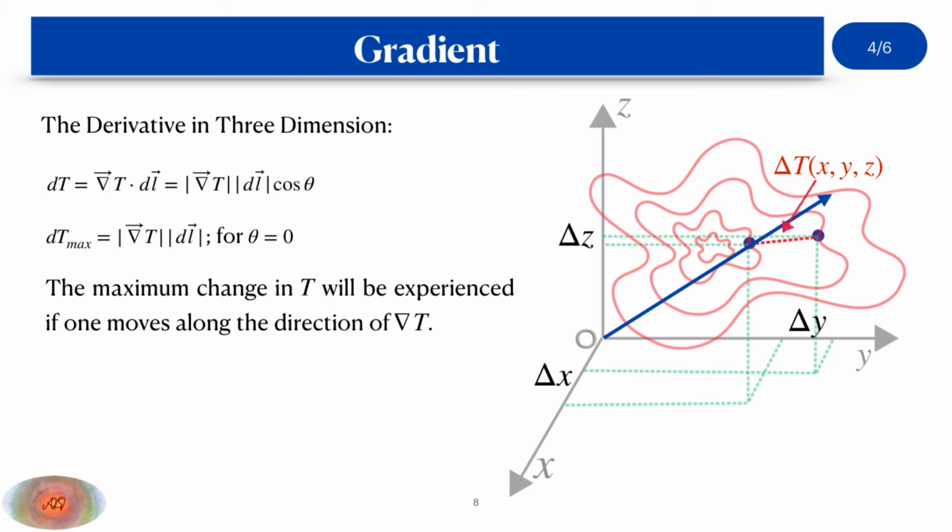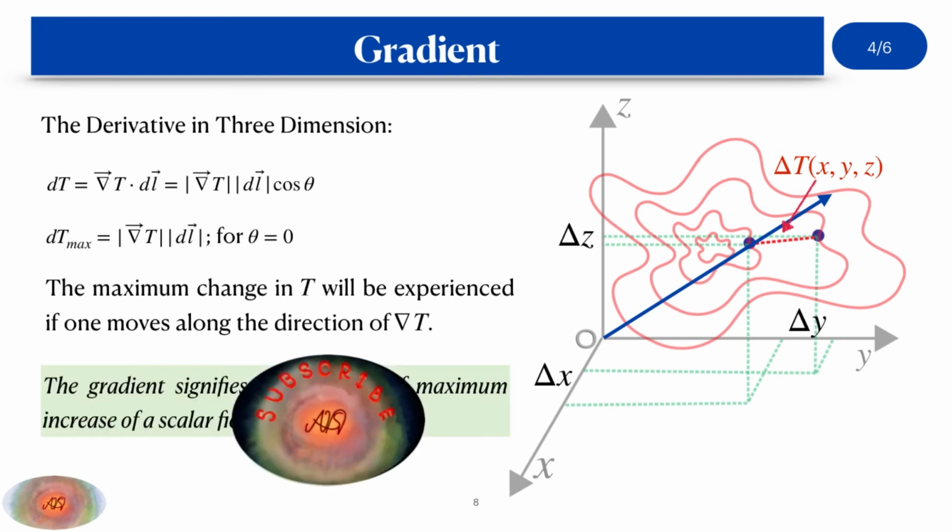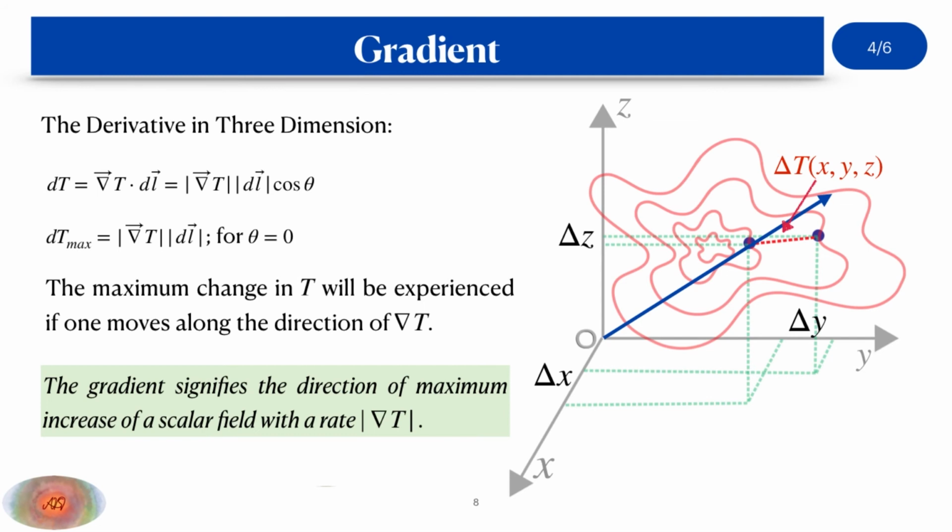That is the direction of interest, and that's why the gradient is a vector, although you are operating the operator over a scalar. Formally, you can write that the gradient signifies the direction of the maximum increase of a scalar field with a rate of the magnitude of the gradient of T. But if you are interested to find a maximum decrease, then obviously you should put a negative sign before the gradient. And at which rate does it increase? The rate is represented by the magnitude of the gradient.